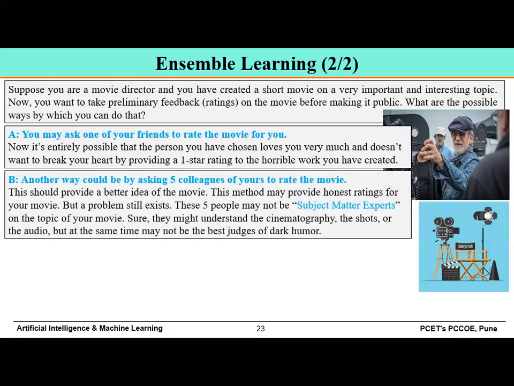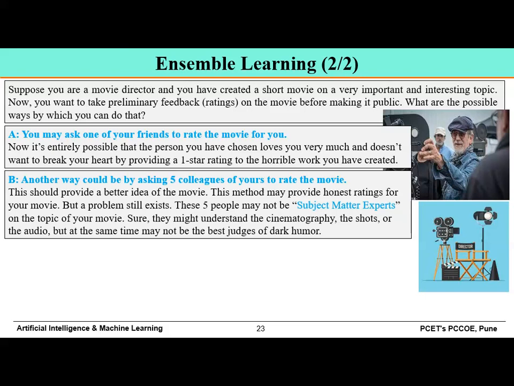The second option could be that you ask your five friends or five colleagues or five experts about the quality of the movie, and the five people will give their opinion. Now, when you compare the feedback given by five people with the feedback received by a single person, which is the best option? Of course, five persons, right? But in this case, what may be the problem? They may not be experts in movies. Some of them may be interested in action movies. Some of them may be interested in comedy movies.